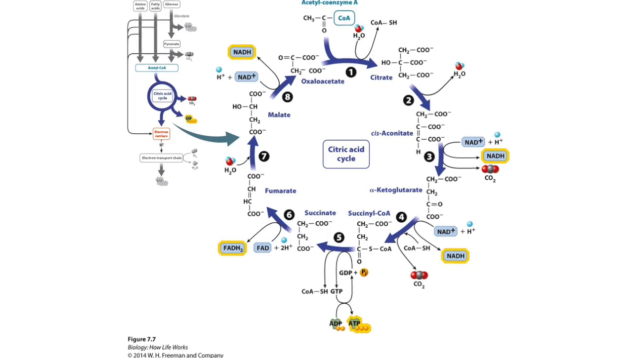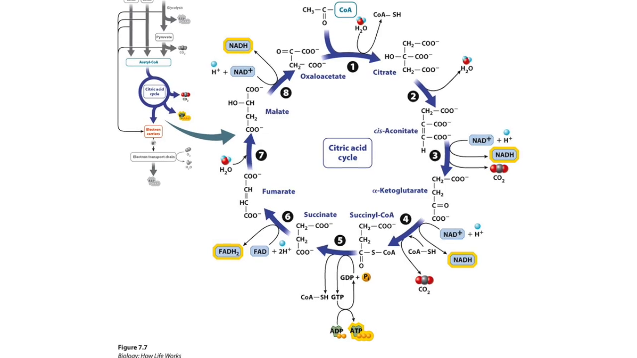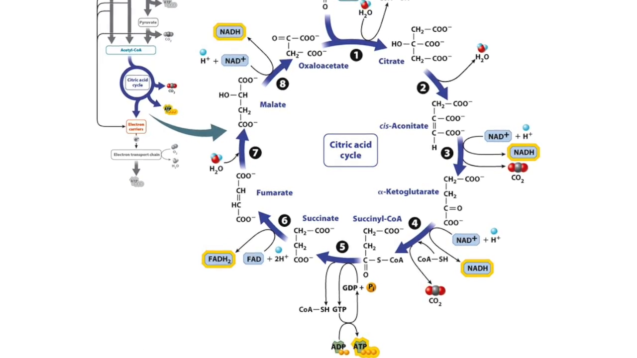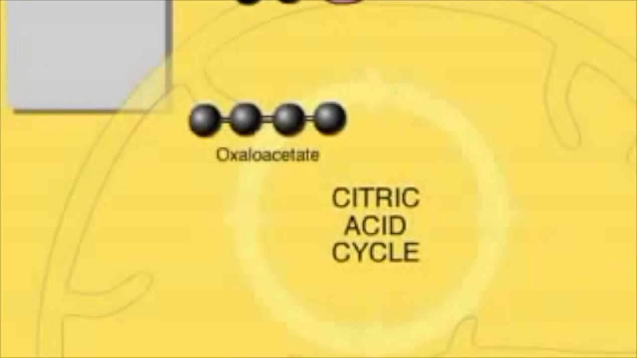Now, here's a short video clip explaining what goes on during the reaction in phase 3 of cellular respiration, the citric acid cycle.